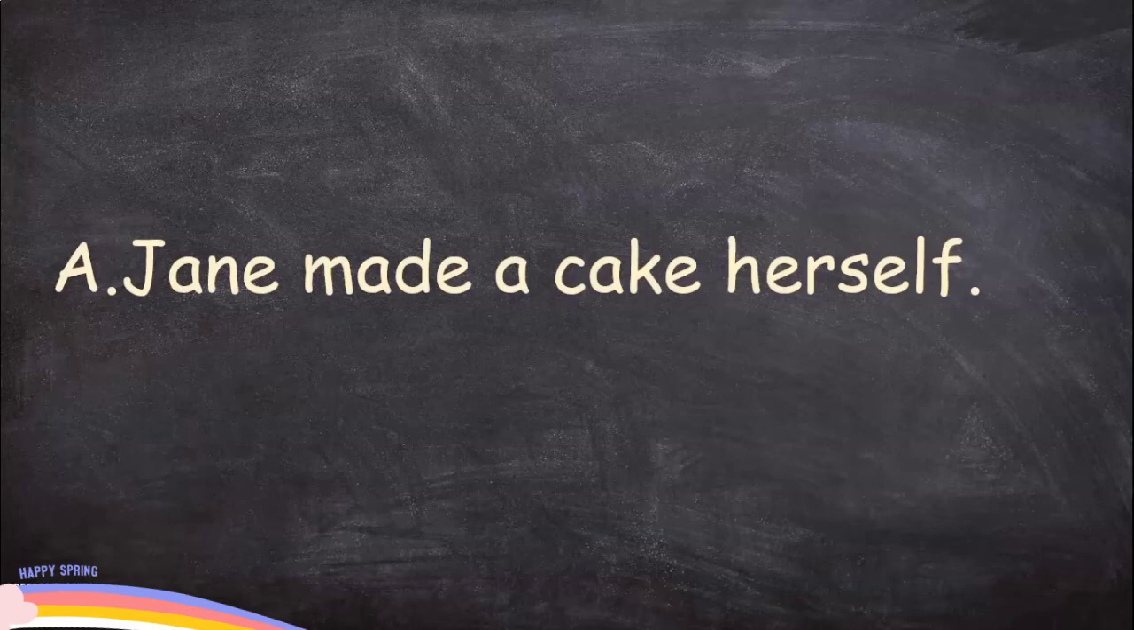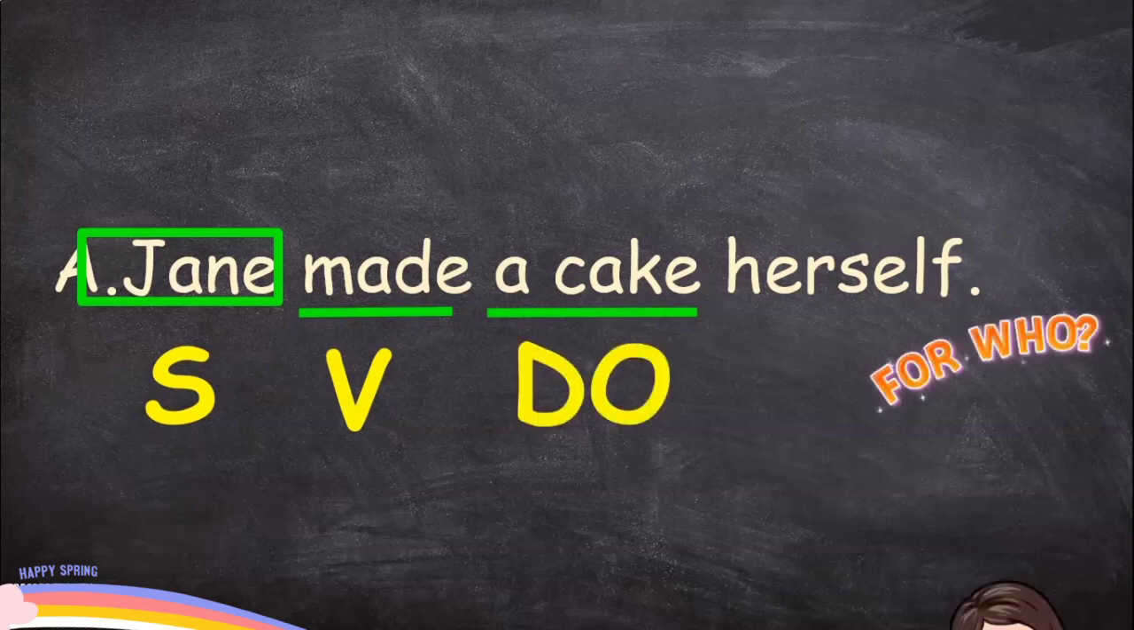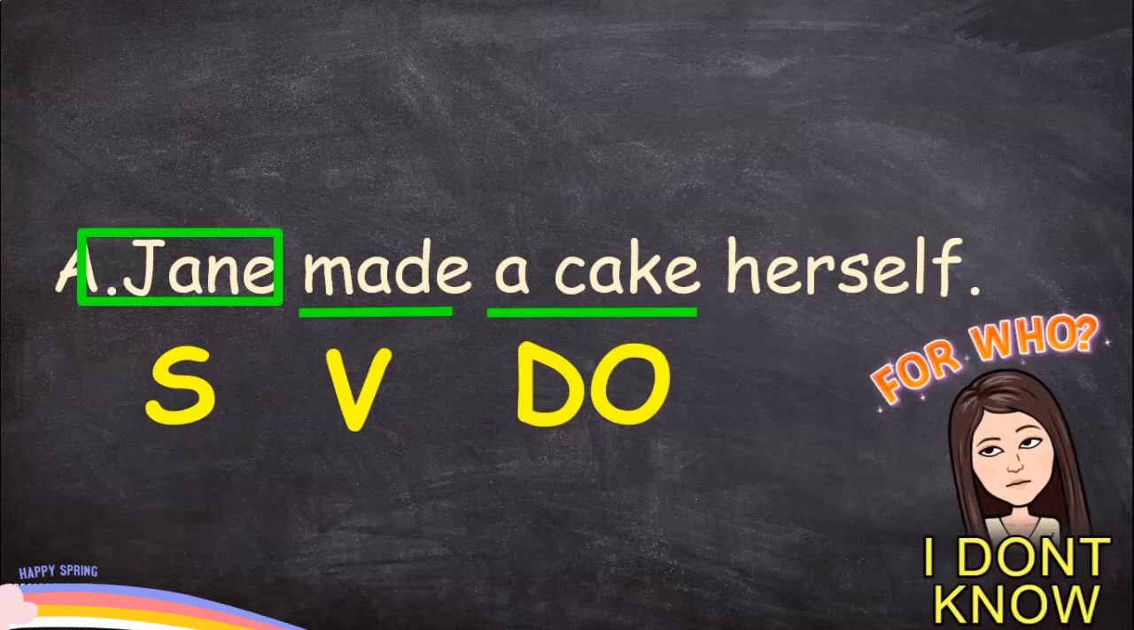Alright, time's up. I suppose you already have your answers. Let's try. Let us study these two sentences closely. Letter A, Jane made a cake herself. What's the subject? The subject is Jane. What is the action or what is the verb? It is made. What did Jane make? A cake. For who did she make the cake? I don't know. It is not given in your sentence.